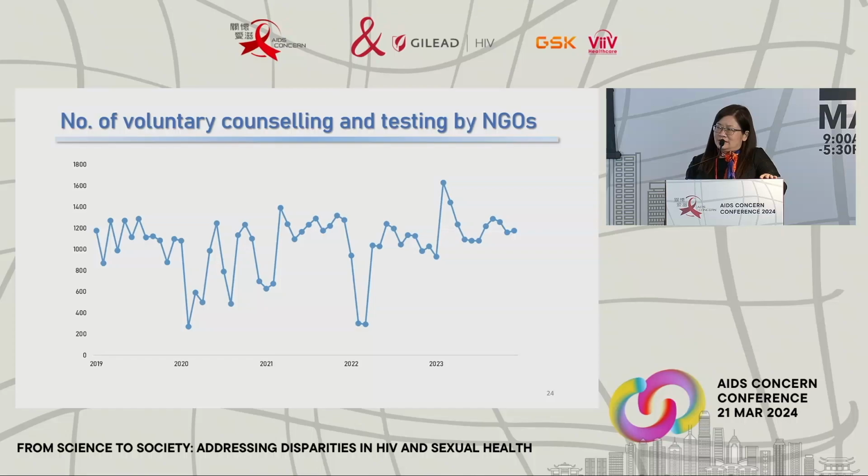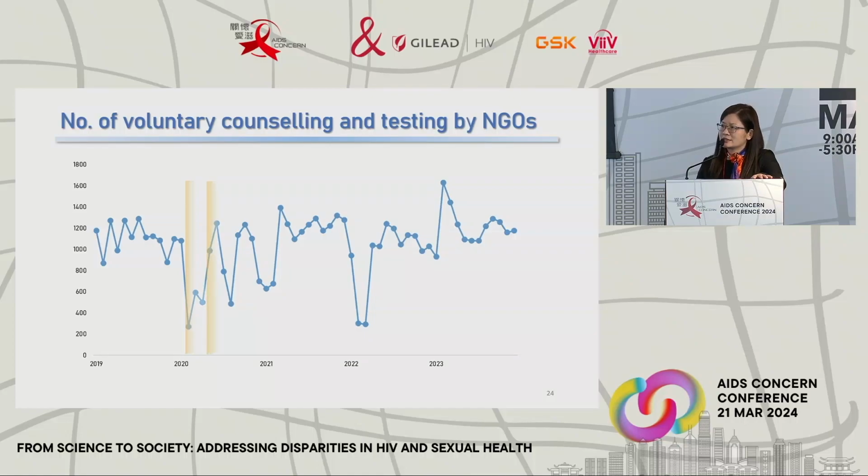So you can see that this figure is thanks to the HS Fund giving us the figures. These are the numbers of voluntary counseling and testing by NGOs, as supported by the fund. You can see that around 2019, around 1,000 tests were performed every month. However, there is a significant drop over 2020 to 2022, obviously due to COVID.